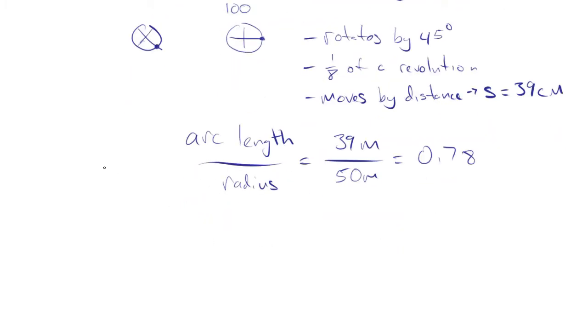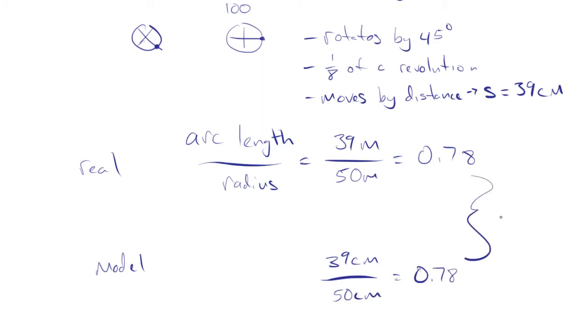If I do the same thing for the model, arc length divided by radius, now I have 39 centimeters. Well, the model is 1/100th the size, so we get 50 centimeters. That looks pretty similar, so we get 0.78. And we know that the quantity I've calculated in each case is radians. So there's this link between a length and an angular distance. That's nice because it's a way to relate different objects of different sizes. We'll be doing that throughout this chapter and the next couple of chapters.